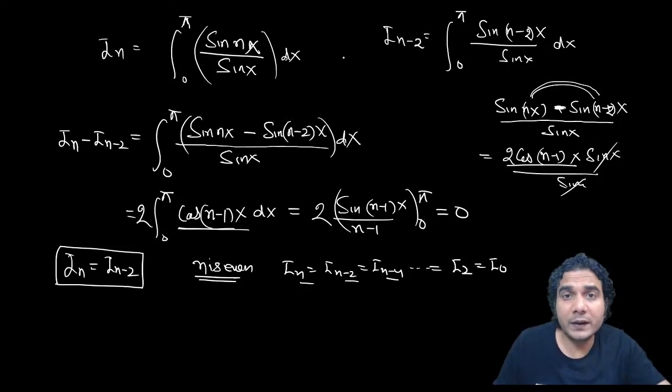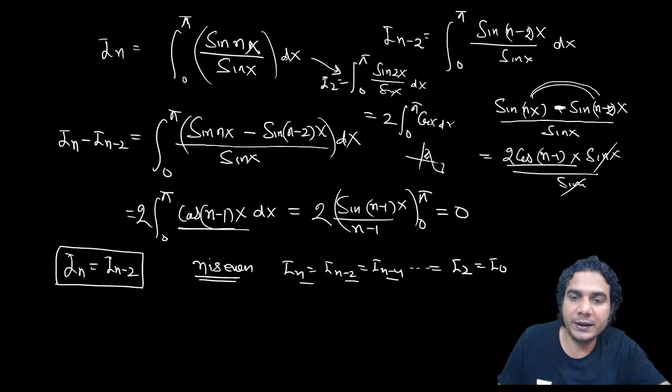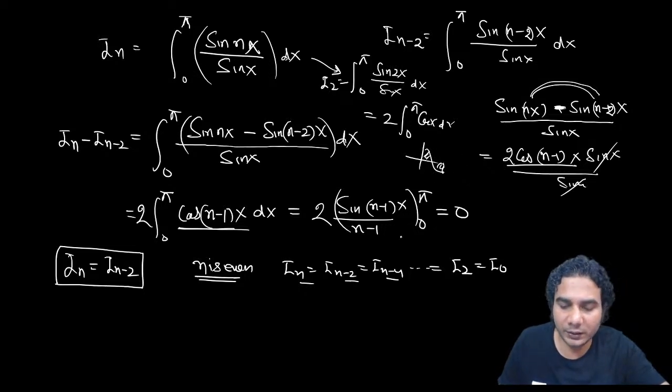But let's check I_2 also, because n is not given, so I'm assuming that n equal to 0 is also valid in this case. It should be given in the question if it is valid. If n is a natural number, then I can't go down to 0. So let's check I_2. I_2 is integral 0 to pi of sin 2x divided by sin x dx. So it is nothing but 2 times the integral 0 to pi of cos x. And you know the integral of cos x from 0 to pi is nothing but 0. This area is positive and this area is negative. So yes, it's 0 only.